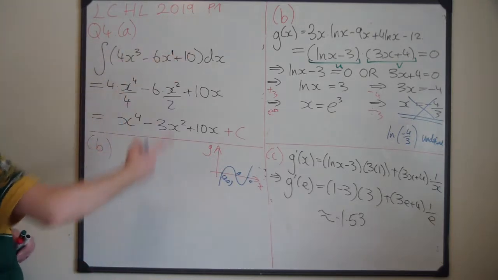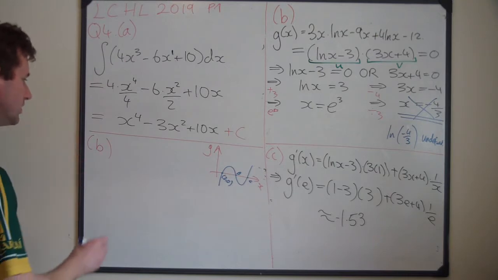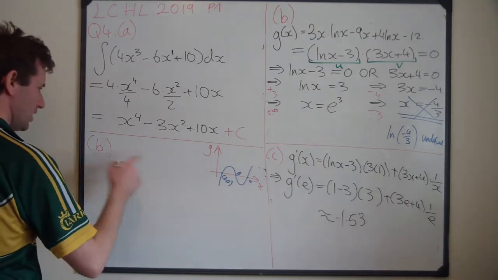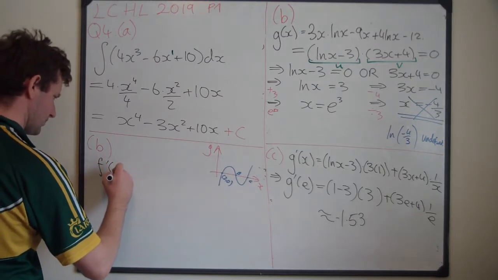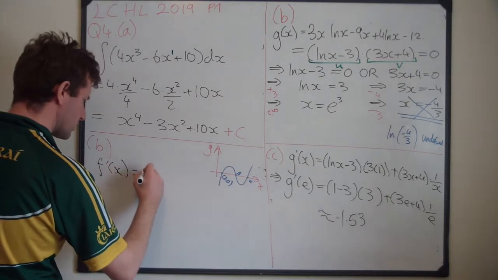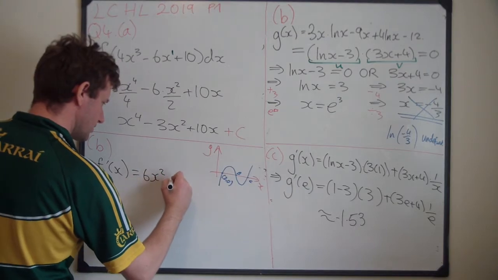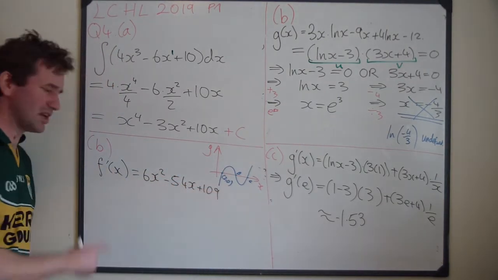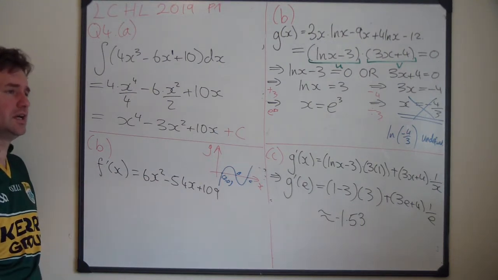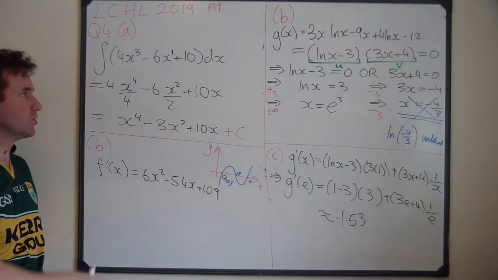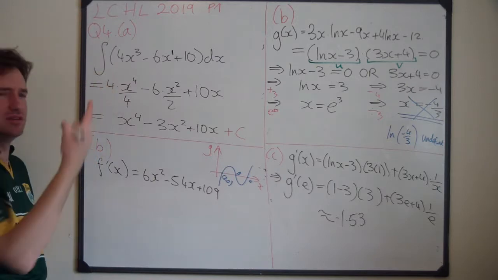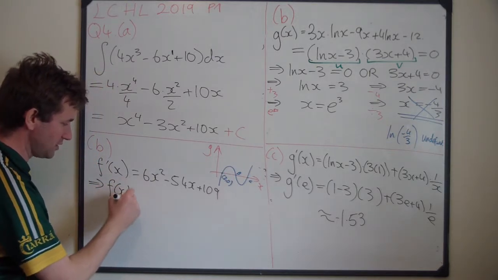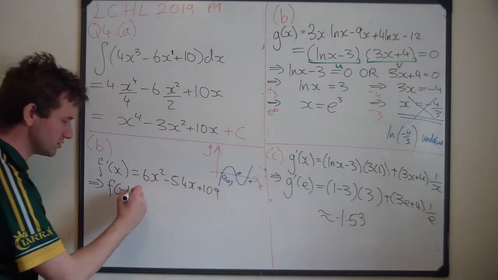So you can use some antiderivative notation here, but I don't think it's completely necessary. So they're telling us that the derivative of this thing is 6x squared minus 54x plus 109. And I think we can just antidifferentiate straight away. So without the symbols, I don't think you need them. So we'll just antidifferentiate away. So antidifferentiate the derivative, you get the original function.